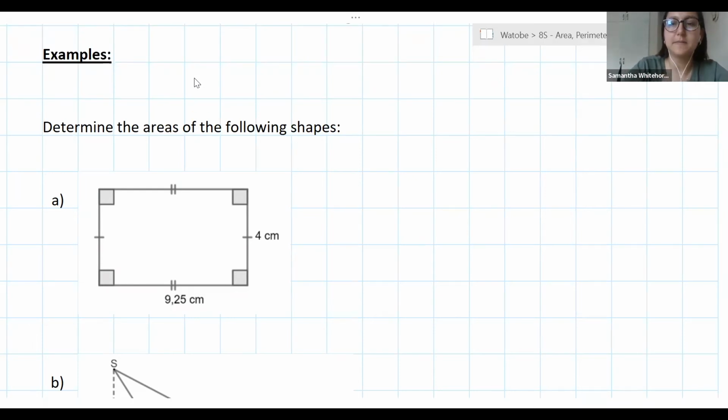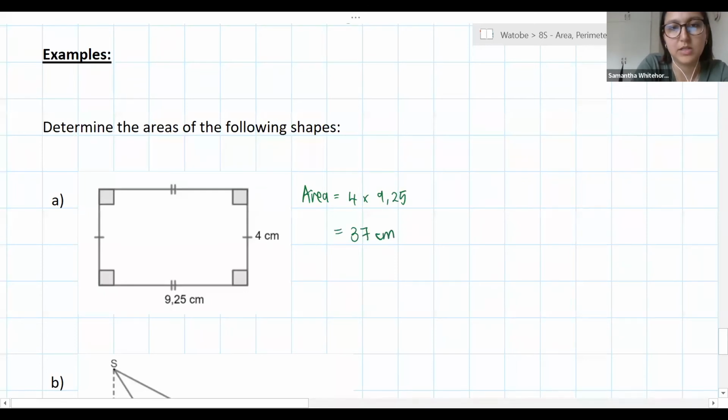Zalama, do you want to tell us? Hello, ma'am. Ma'am, I got 37 centimeters squared. Excellent. And how did you get that? What was your method? Said area equals 4 times 9,25. Good. And so that gave us the 37 centimeters squared. Well done. Very nice, guys. Well done. 37 centimeters squared, length times breadth. That's all we need to do.